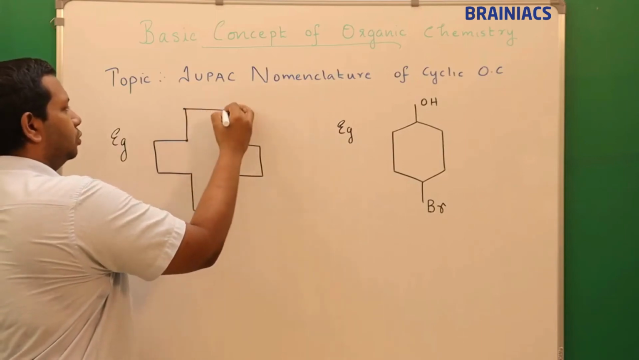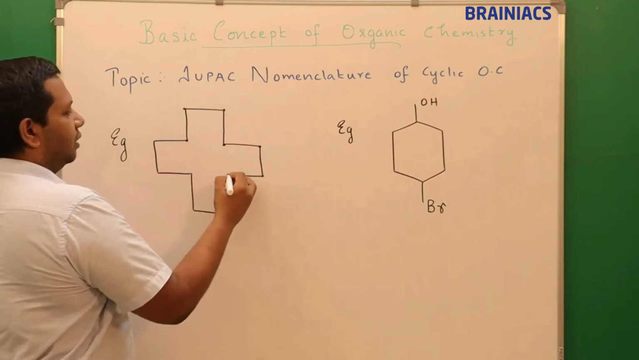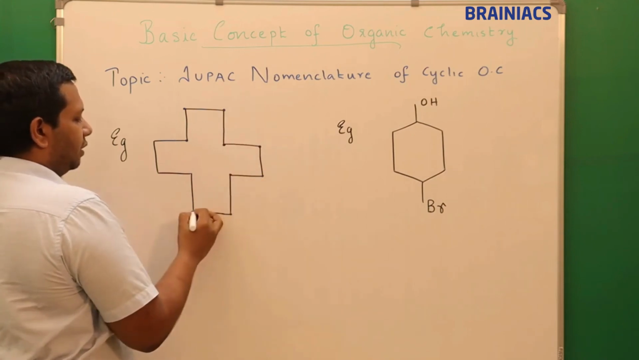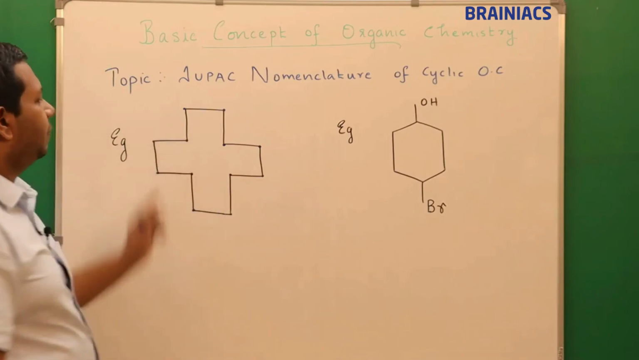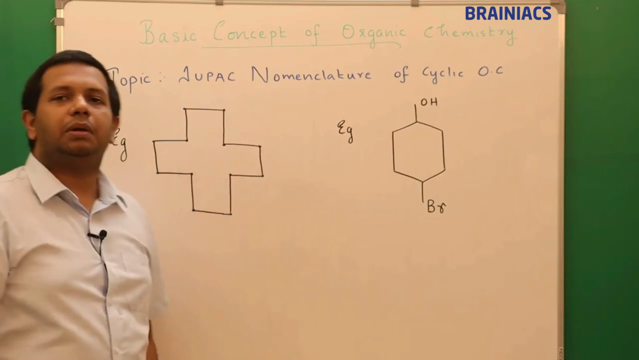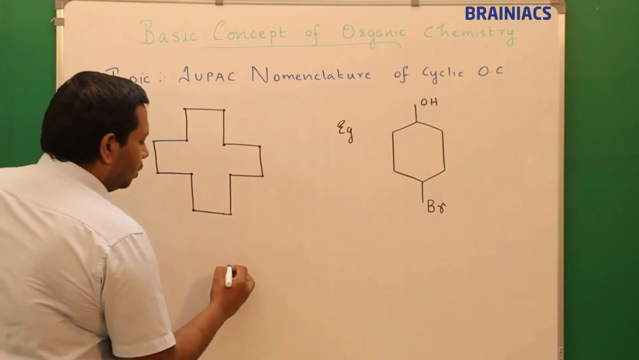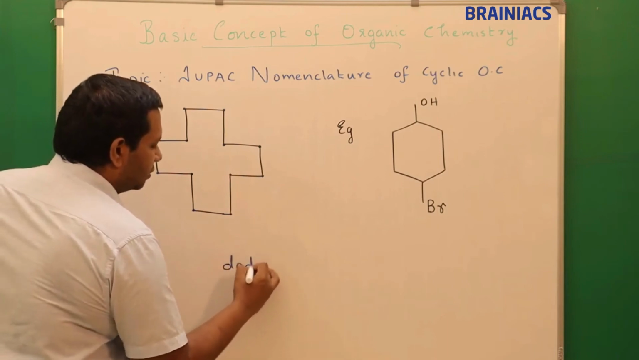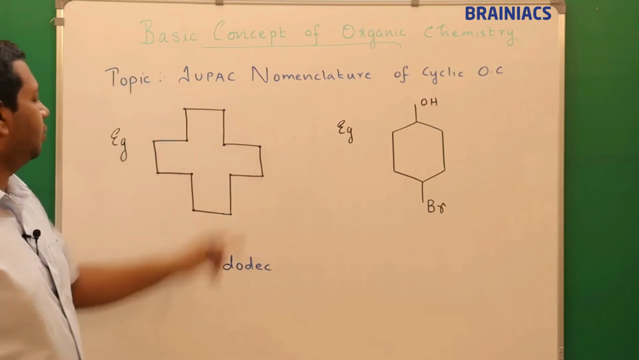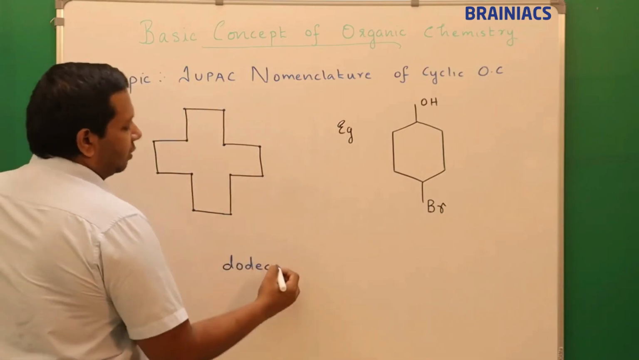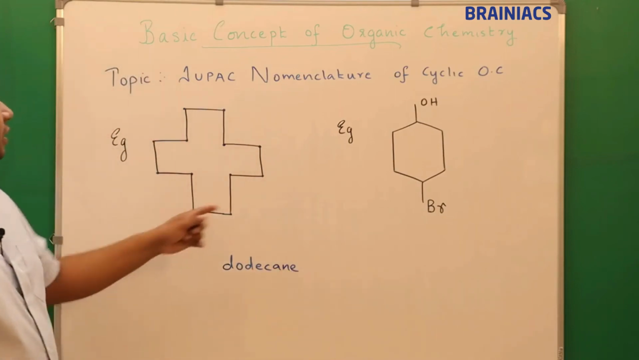So 1 2 3 4 5 6, correct? 7 8 9 10 11 12. So the parent cyclic compound has 12 carbon. 12 carbon means what is the word root? Dodec, correct? And we know that all are linked by single bond. So what is the primary suffix you can add? "ane", correct?